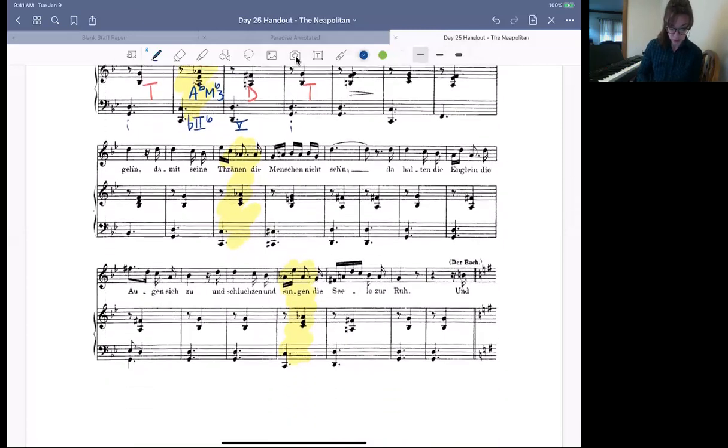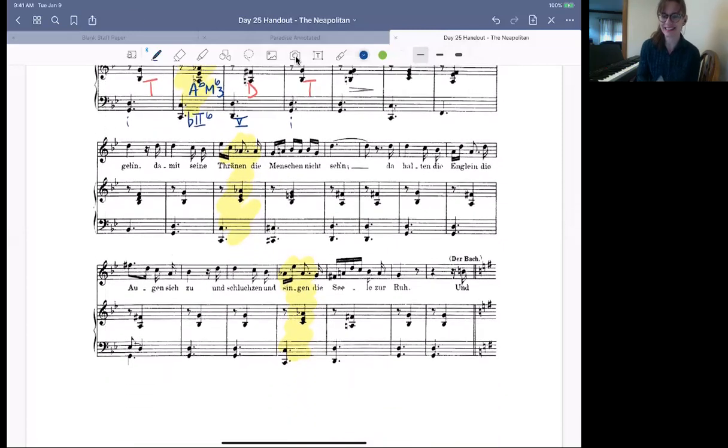And if you scroll down, or I guess look down at the other highlighted measures, they're all in first inversion. They're all exactly the same. So I'm just gonna go ahead and slap the same Roman numeral on all of them. Now, if you look at the third one, it too comes from tonic, goes to the dominant, and then goes to tonic.